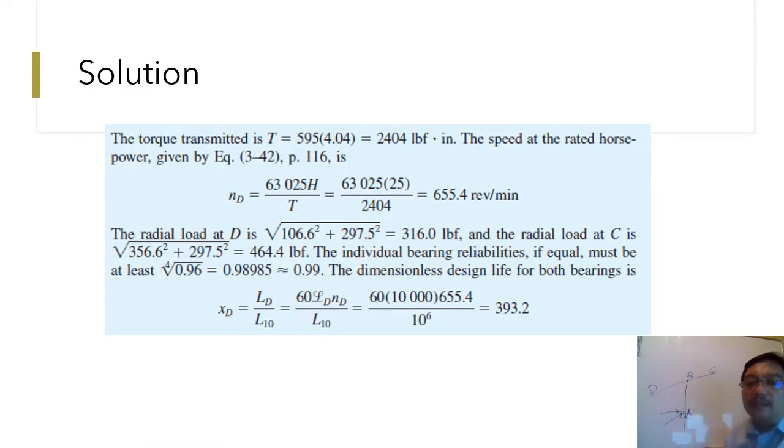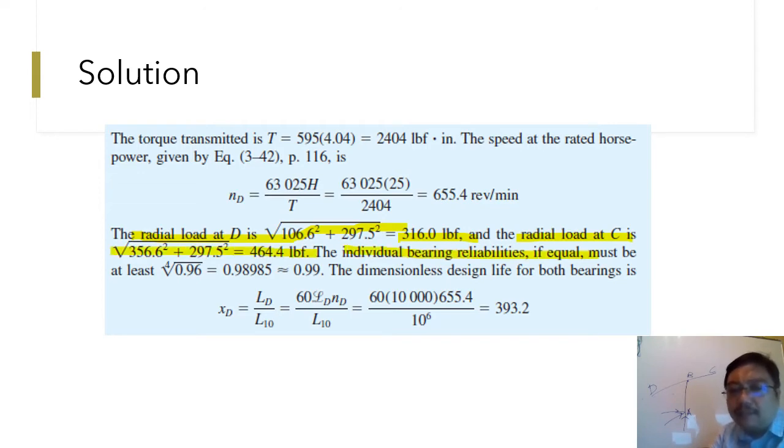The torque transmitted is T equals 595,404 equals 2404 pound-inch. The speed of rotation is 655.4 revolutions per minute. Again, in order to do this question, you trace back how the numbers are obtained. If you understand how to get the number 595,404, you will understand this answer. The radial load at D is like this, and you get 319 pounds. The radial load at C is 464 pounds.